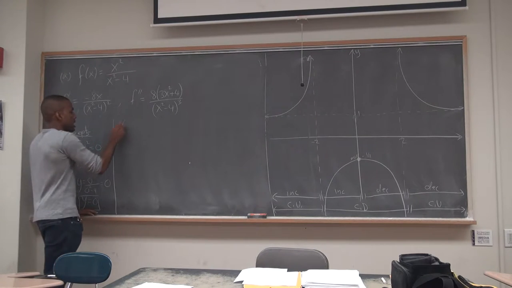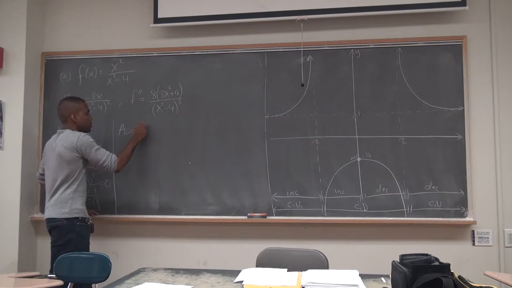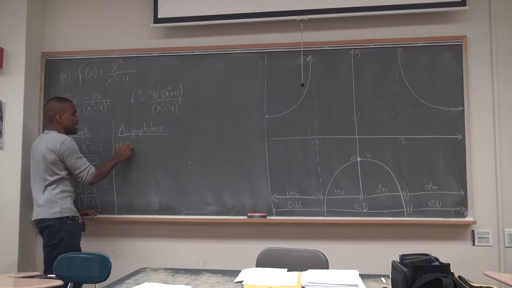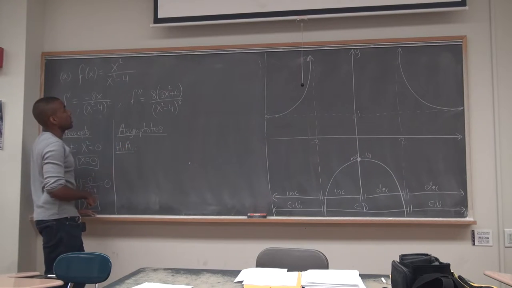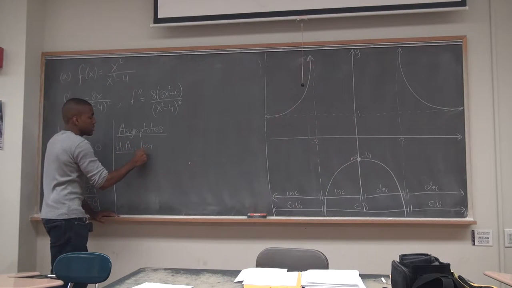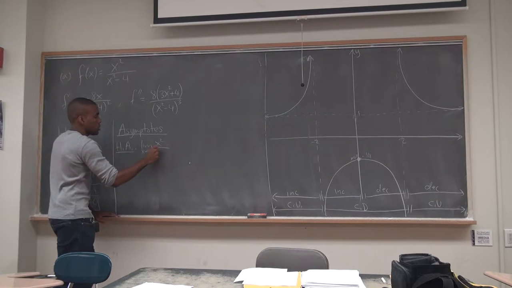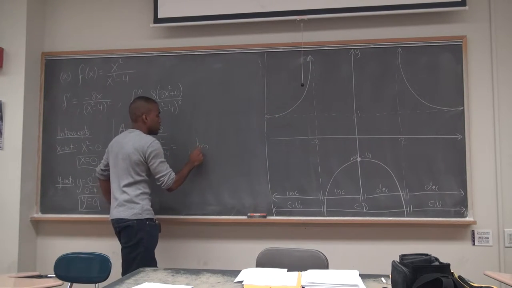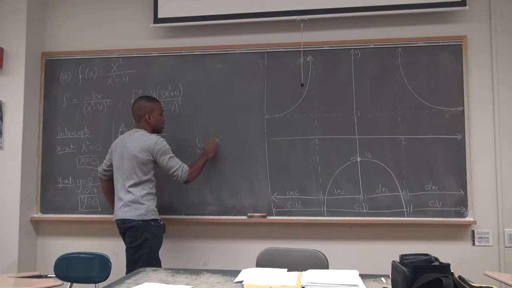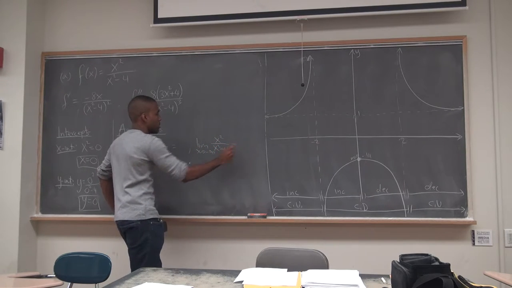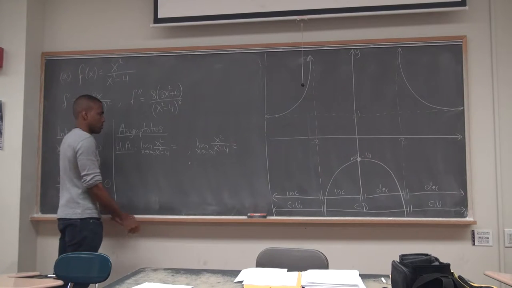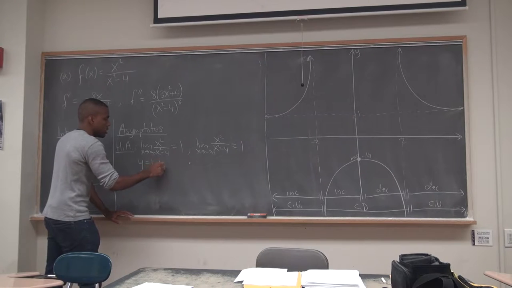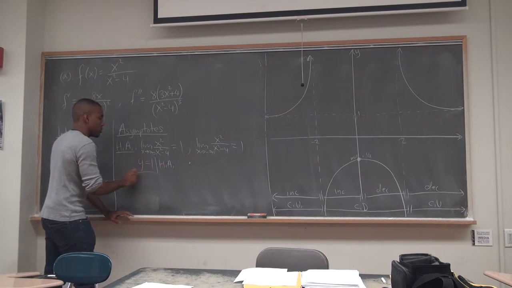What is the next thing we're going to need? Asymptotes. Let's look for the horizontal asymptotes first. Right? So here I'm going to take the limit as x goes to infinity of x squared over x squared minus 4, and the limit as x goes to minus infinity of x squared over x squared minus 4. What's this one? 1. And that's going to be the same thing. So you get y equals 1 is the horizontal asymptote.